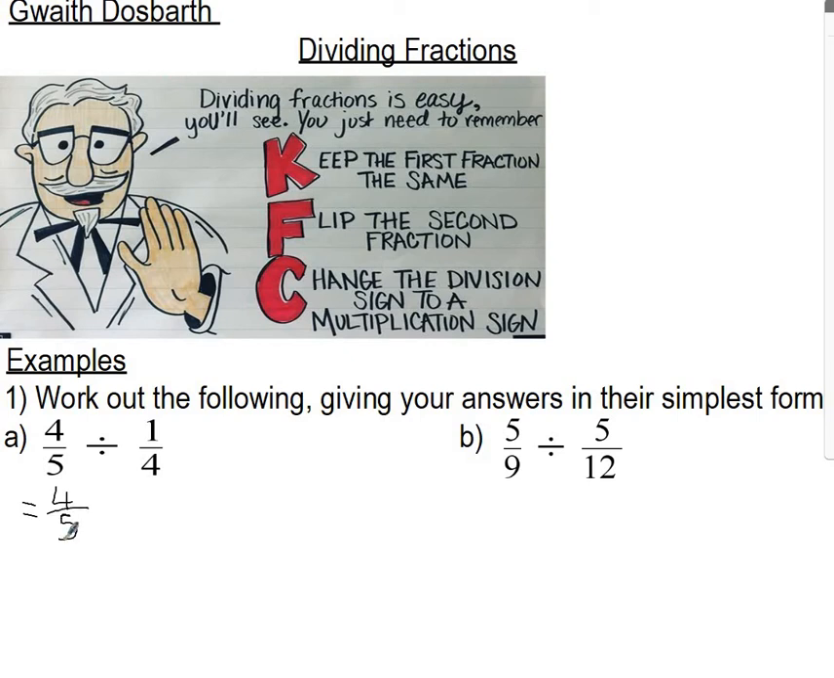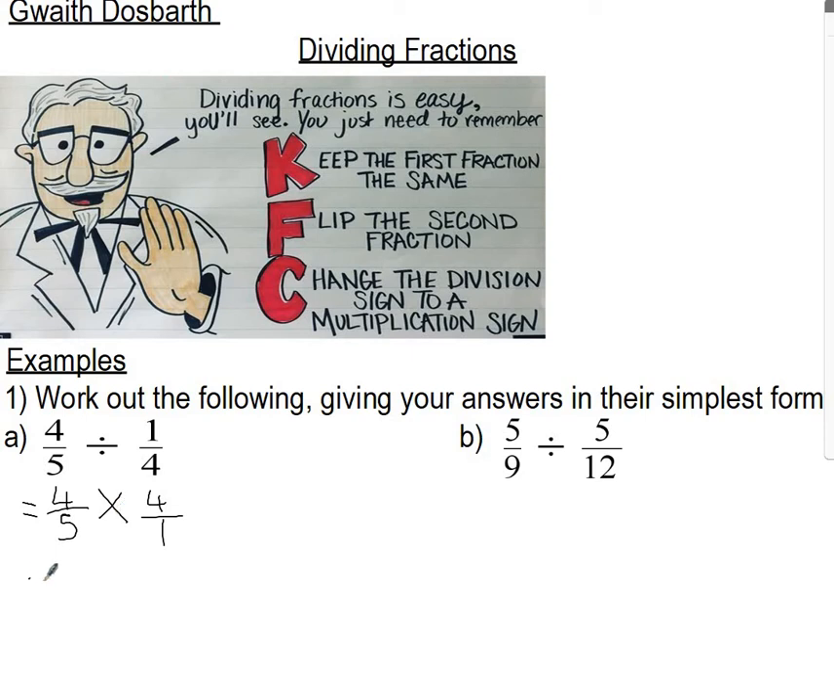Then it says F, flip the second fraction. In this question we have 1/4, which is our second fraction, and we need to flip that upside down. That now becomes 4/1, or that is just 4, isn't it, as a whole number. And then C stands for change. You change the division sign to a multiplication sign. To divide fractions, we need to remember KFC: keep the first fraction the same, flip that second fraction, and change the divide to a times.